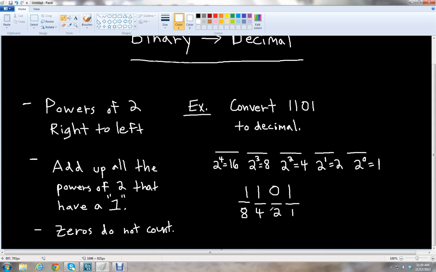And then the ones that have 1 in them, we're just going to add those together. Circle the ones. So we have 3 ones. And those powers of 2 we're going to add together. So the 8, 4, and 1. We're going to do 8 plus 4 plus 1. So 8 plus 4 is 12, plus 1 is 13. So the binary number 1101 is 13.